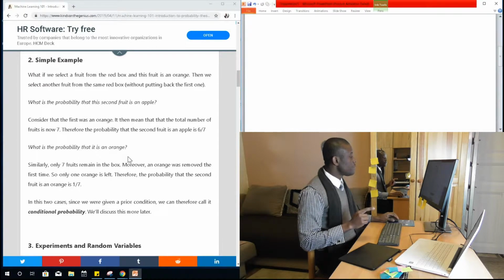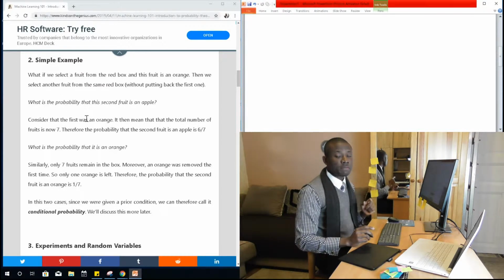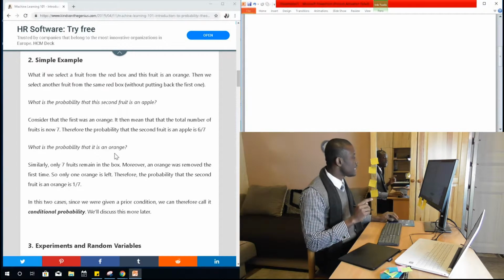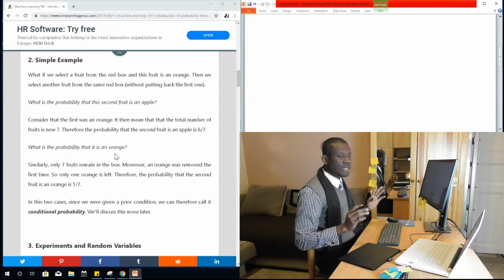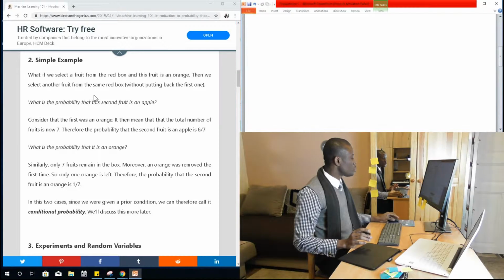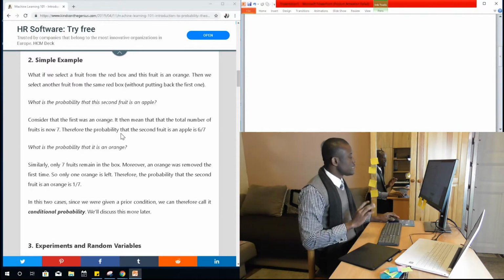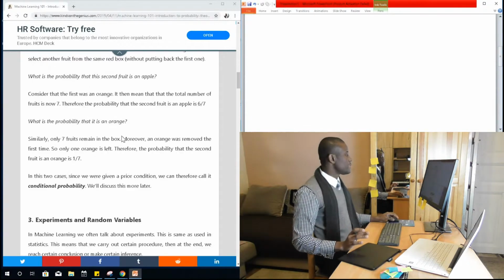In these two cases, since we are giving a prior condition, we call it conditional probability, which we are going to discuss later. So what we are saying is, consider that the first fruit was an orange, then what is the probability that the second one is an apple? In the second case, assuming that the first fruit is an apple, what is the probability that the second one is an orange? This is a little bit confusing, but I assure you it is very clear if you take your time to go through. Alright, so this is basically probability that we learned from high school. We are not going to spend time talking about this.